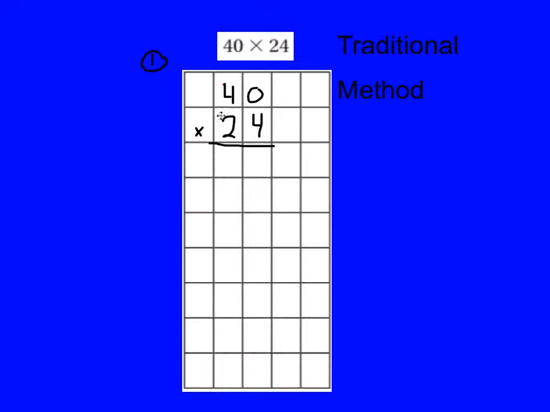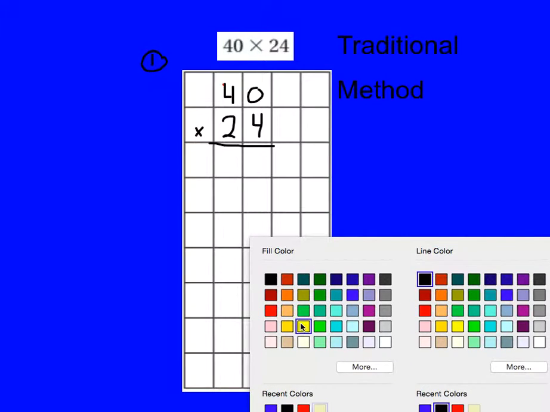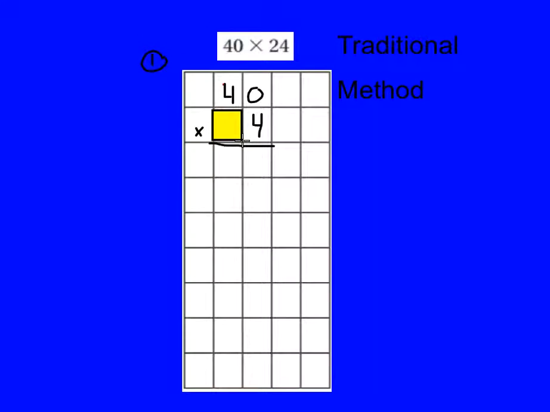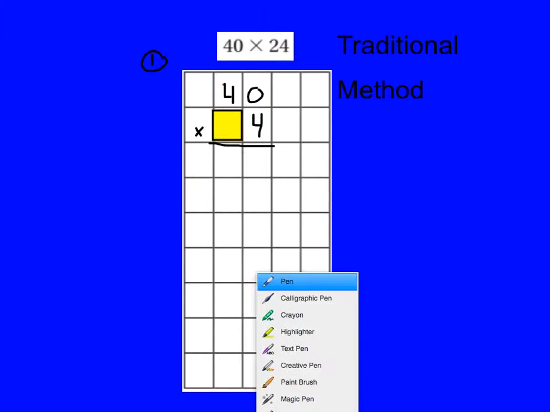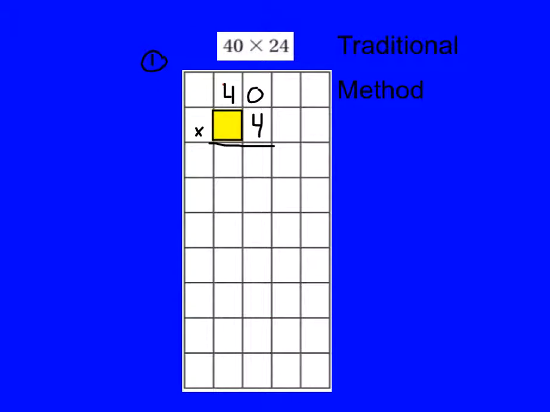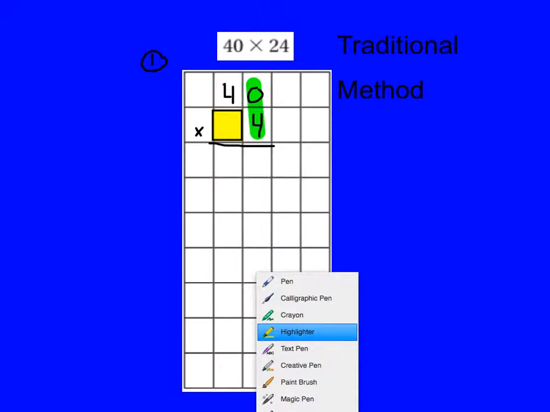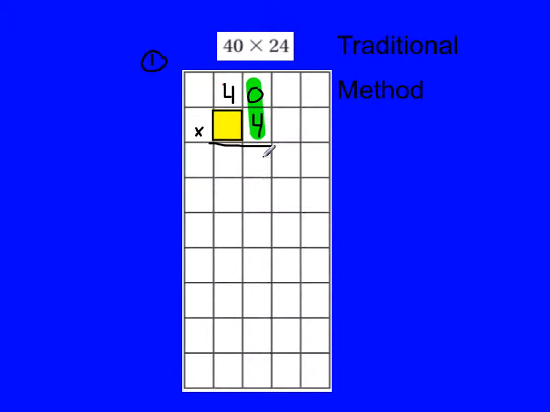I ignore this number here. In fact, I could cover it up and ignore it for now, and just pretend this is a regular multiplication problem with one digit. And you know how to solve these, right? You should. The first thing I do is I look at 4 times 0. And I know that 4 times 0 is 0.